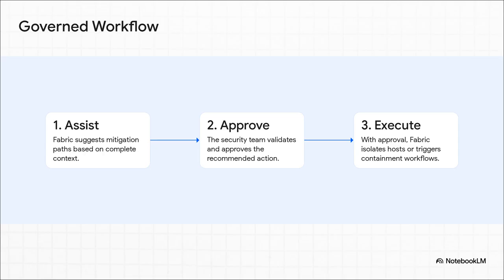This new workflow is really a simple but powerful three-step process. First, assist. Because the system has all that context, it suggests intelligent, safe ways to mitigate the problem. Second, and this part is absolutely key, approve. A human expert validates the suggestion. See, this isn't about replacing expertise. It's about empowering it. And then finally, execute. Once it's approved, the system carries out the action, like isolating a host or kicking off a bigger containment plan.